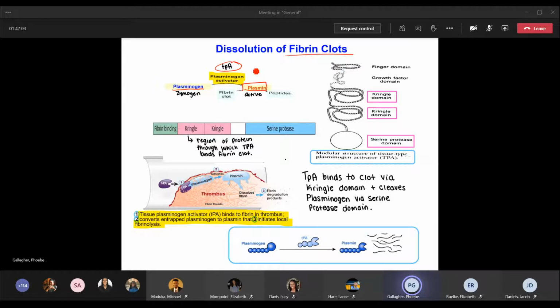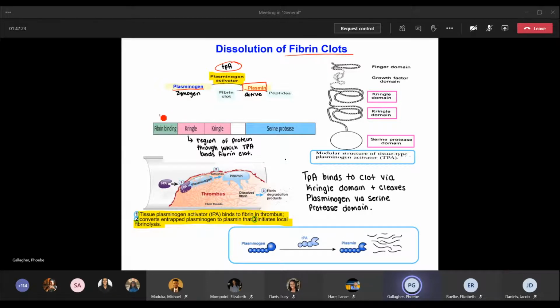Some of you have probably heard of TPA if you've ever worked in the ER or in neurology. It is what they give stroke patients if they've had a stroke within a certain amount of time, and they give it to them so that it can break up the clot. So this is exactly what it does here.